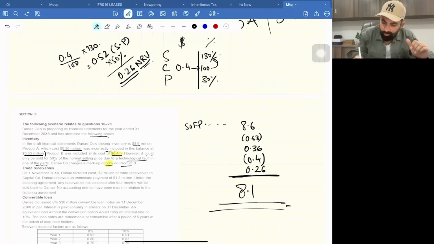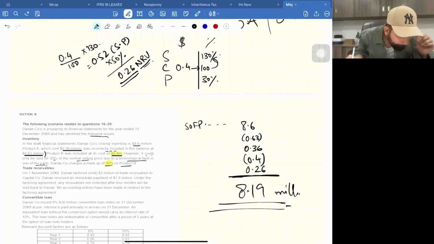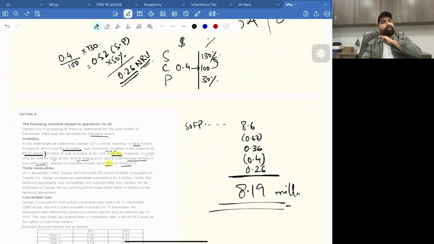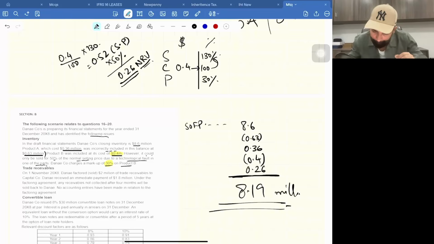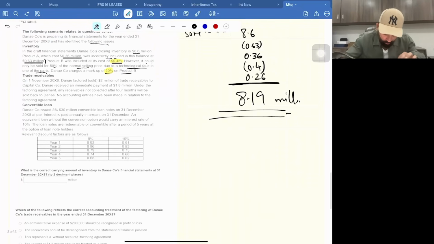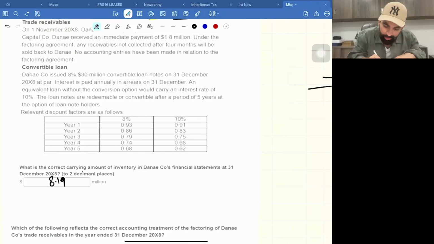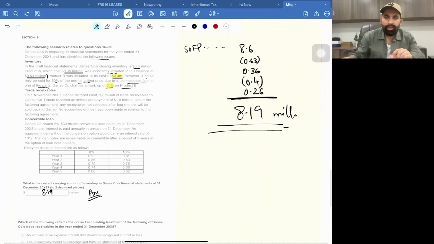It's going to be 8.19 million. What is the correct carrying amount of inventory at 31 December? This is the answer. First requirement done.